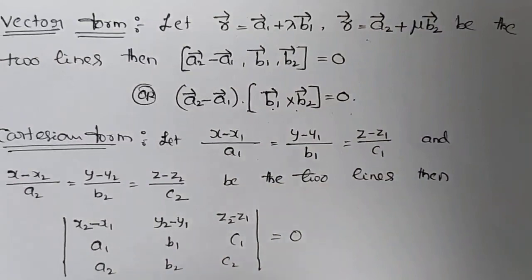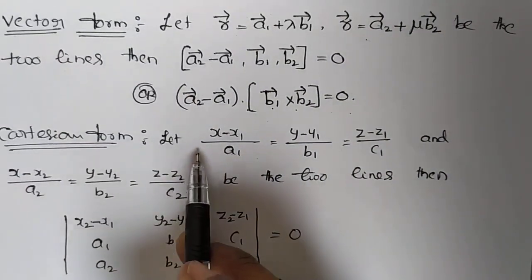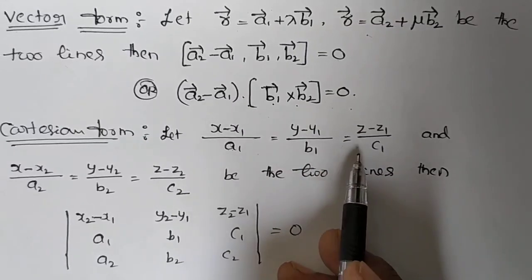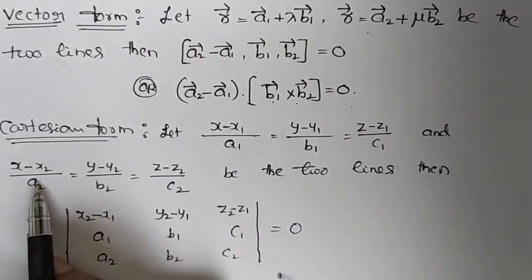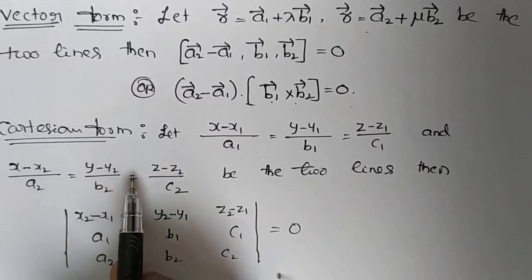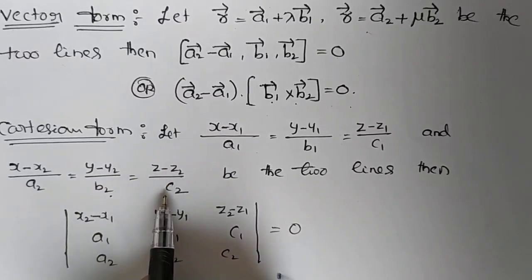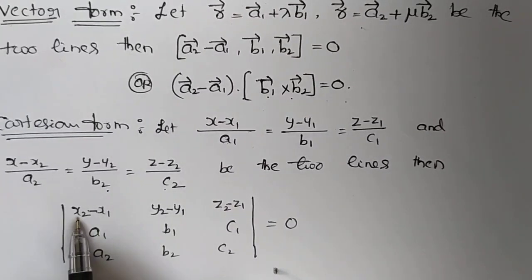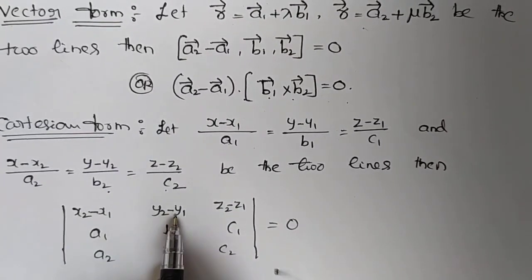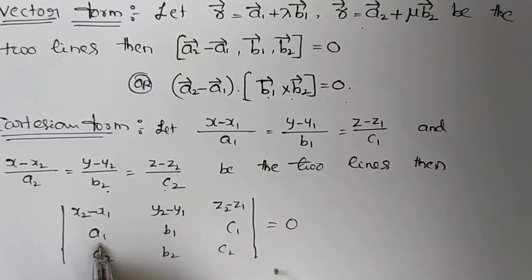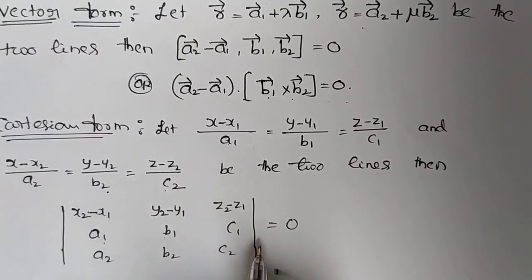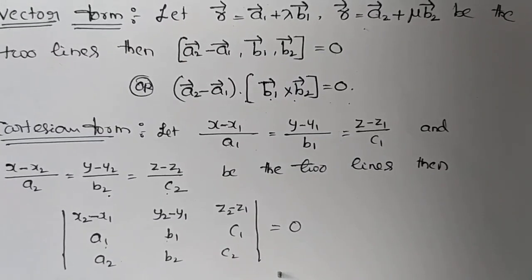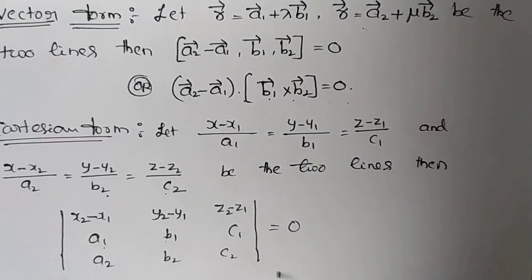Now the Cartesian form. Let (x minus x1) by a1, (y minus y1) by b1, (z minus z1) by c1, and (x minus x2) by a2, (y minus y2) by b2, (z minus z2) by c2 be the two lines. Then the determinant of x2 minus x1, y2 minus y1, z2 minus z1, a1 b1 c1, a2 b2 c2 equals 0. Hence it is the Cartesian form for the coplanarity of two lines.